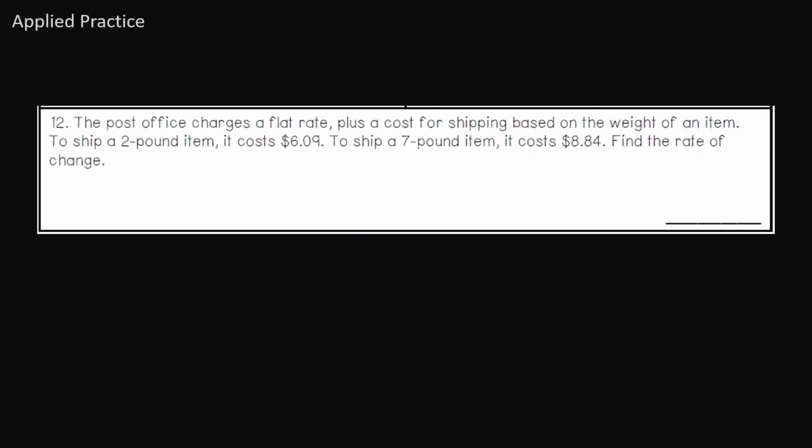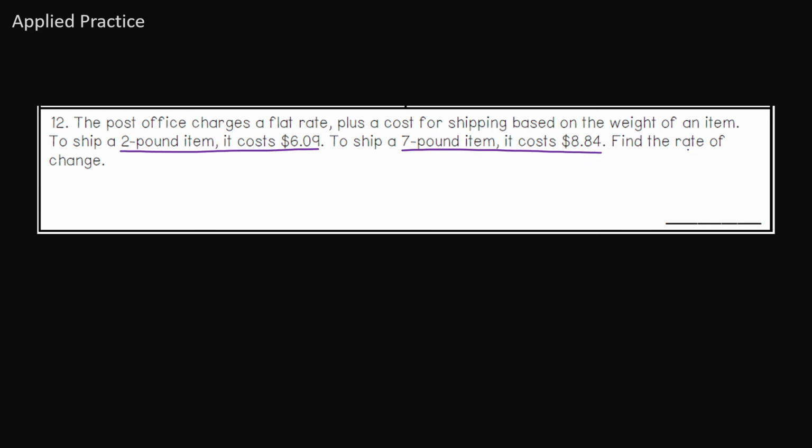I've got one more application of slope here. This time we've got a word problem. So it says the post office charges a flat rate plus a cost for shipping based on the weight of an item. To ship a 2-pound item, it costs $6.09. I think that's some pretty important information there. To ship a 7-pound item, it costs $8.84. Similar information, just different numbers, right?